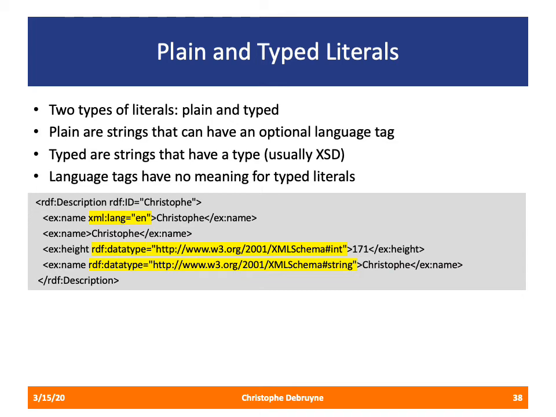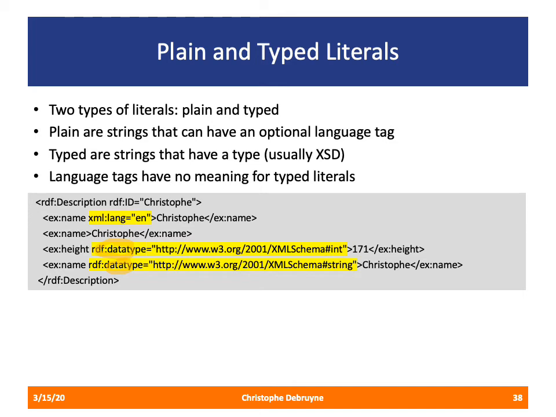In the third statement, I say something about his height, which is 171. I know that this is a number, so I declare its data type to be XSD integer, and I use the RDF data type attribute to do so. The fourth statement states again my name, but now I use a data type rather than a plain literal, and I state it's of the type string. Again, Christoph as a string is different from Christoph as a plain literal.